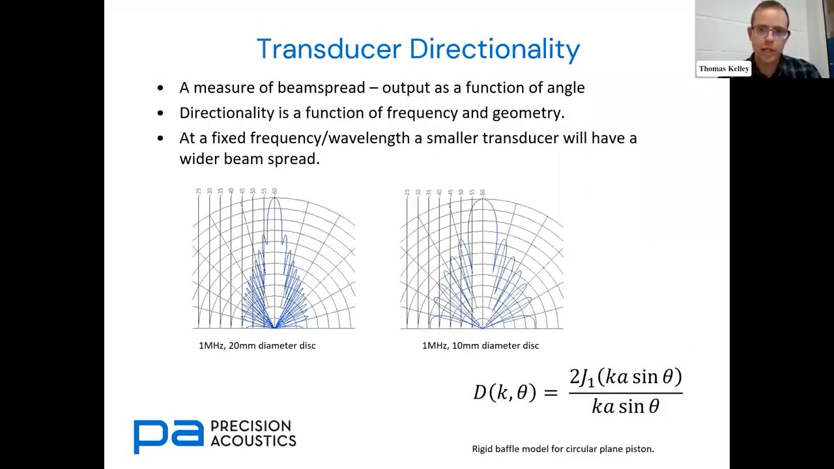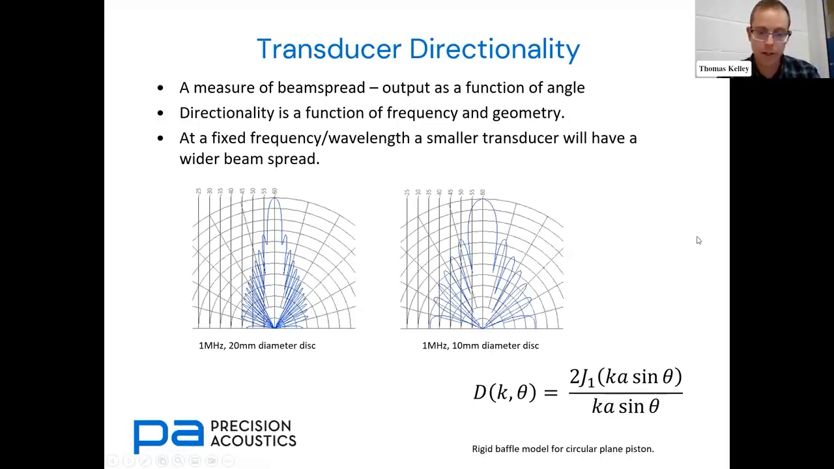So on to transducer directionality, or directivity. This is a function of frequency and geometry. For a fixed frequency, we can change the directivity by varying the diameter of the transducer. There are various models which can be used to predict directivity, such as the rigid baffle model for a circular plane piston shown here. You can see it's affected by the wave number K and the radius of the transducer A.